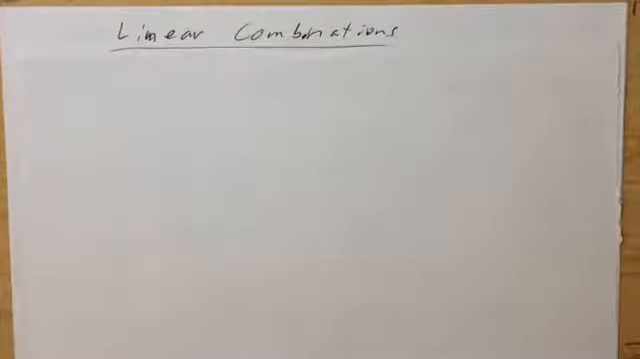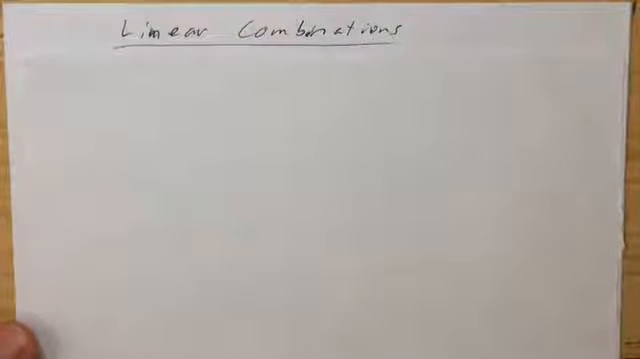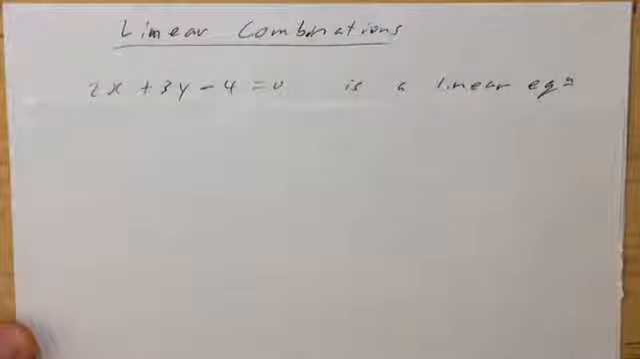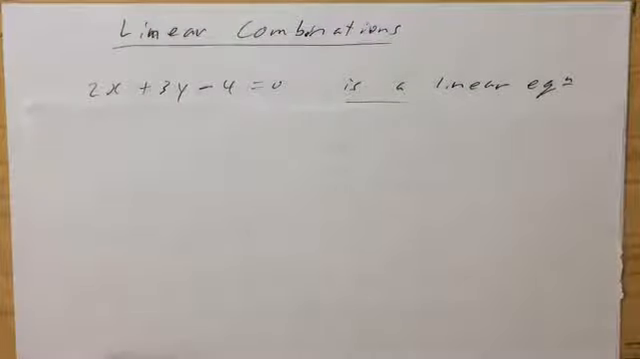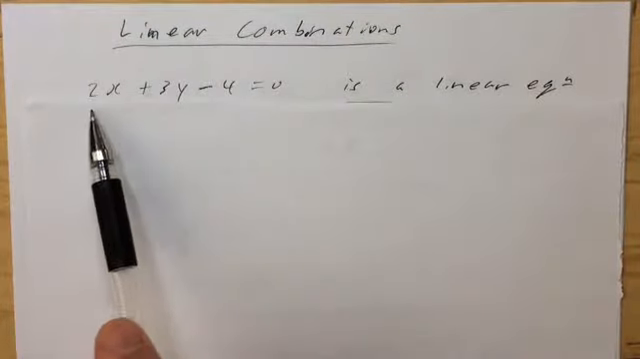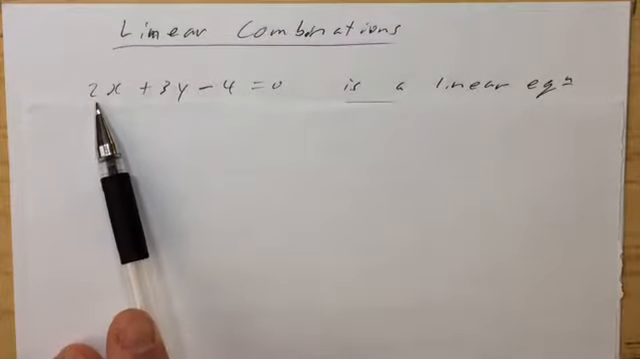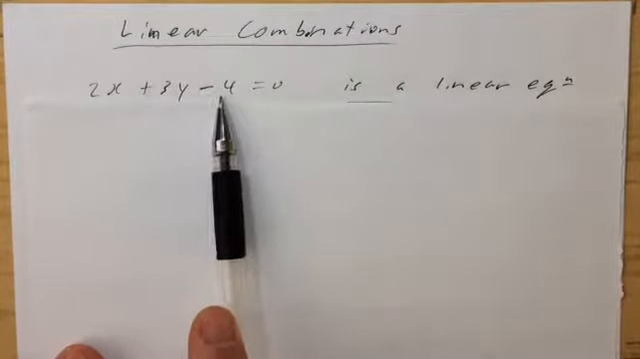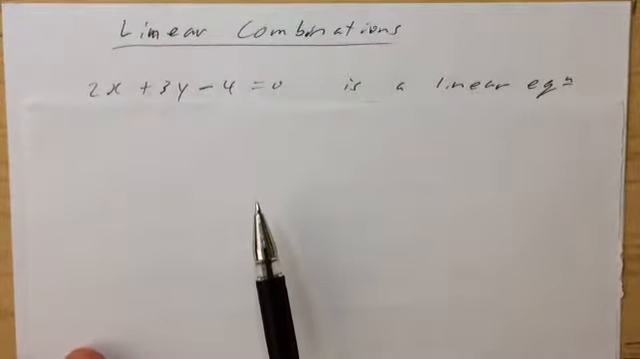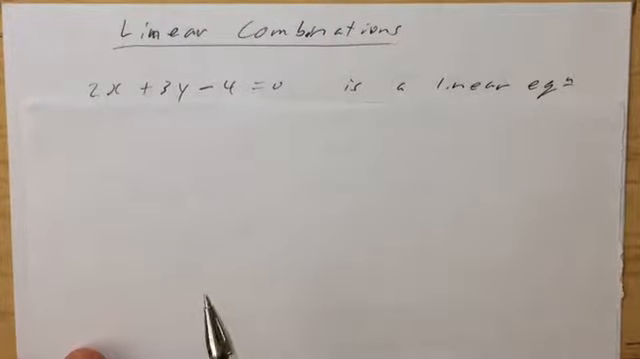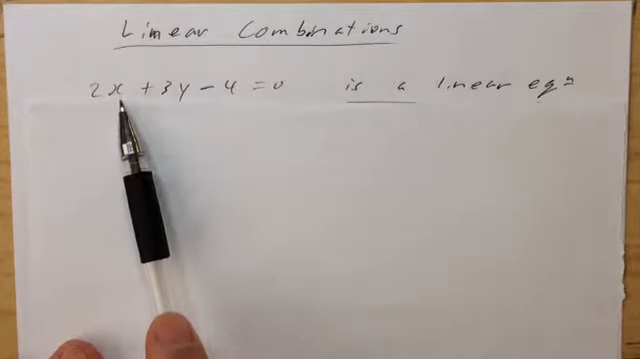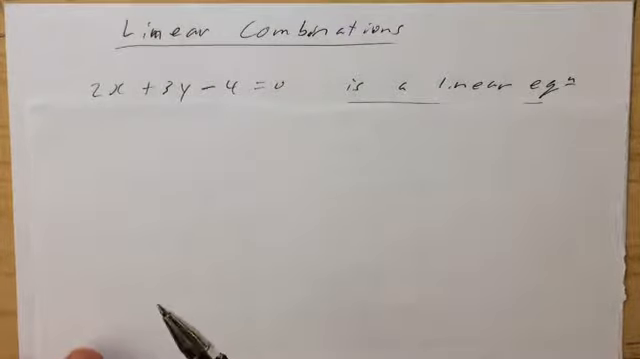Okay, so linear combinations. When we talk about linear combinations, this is a basic linear combination that we know of. So 2x plus 3y minus 4 equals 0 represents a linear equation. Okay? So this is a linear combination of the variables x and y.